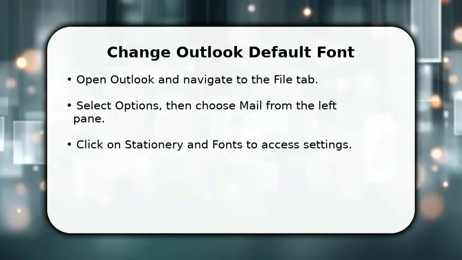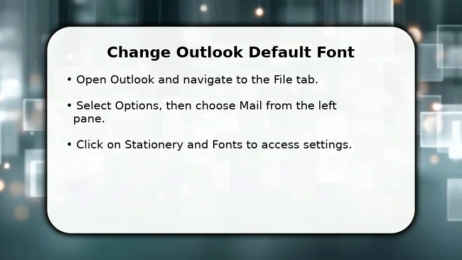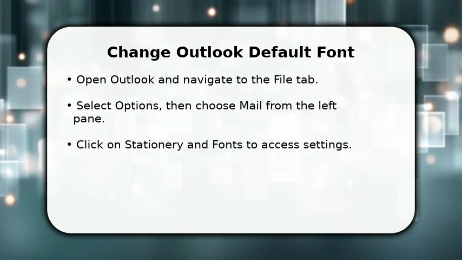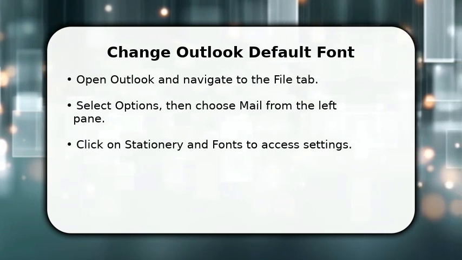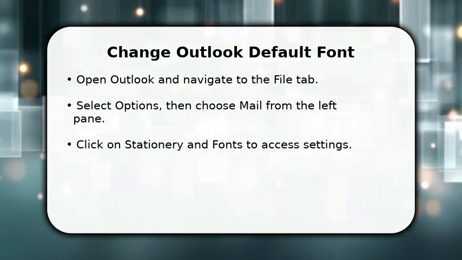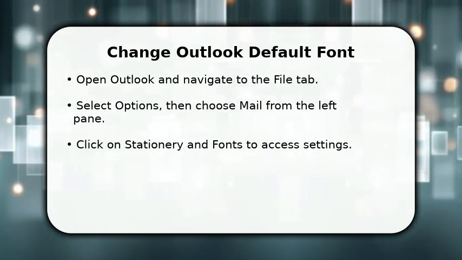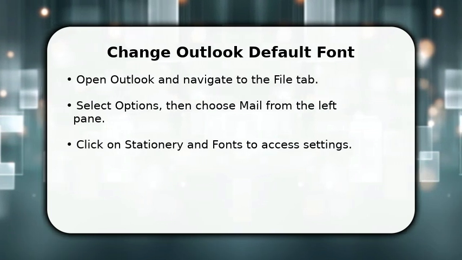In this video, I will explain how to change the default font in Outlook email. First, open Outlook and click the File tab. Select Options from the menu. In the Outlook Options window, choose Mail from the left pane. Then, click the Stationery and Fonts button. This opens the Signatures and Stationery dialog box, where we'll adjust your font preferences for new messages and replies.